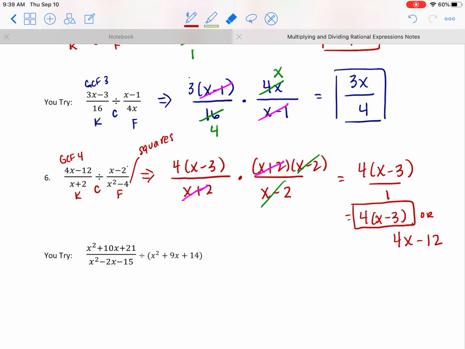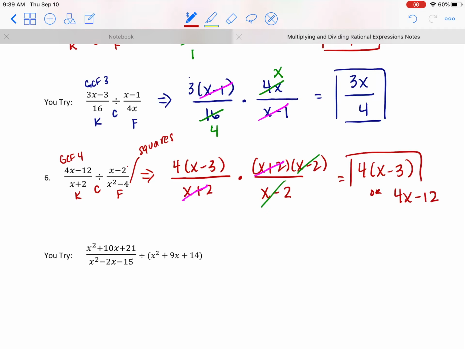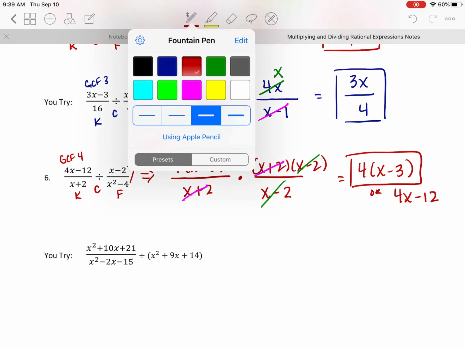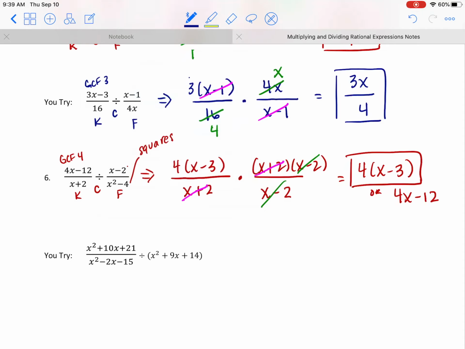Okay? Now that's a little squished, so let me do this again. Just put this up here. Hopefully we're okay with not needing the 1 there. So 4 times x minus 3, or 4x minus 12. Either one of these, totally fine. Alright, last one. Again, if you're feeling good, give it a try, pause the video. Otherwise, let's knock this out here.